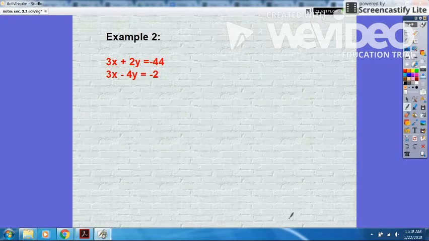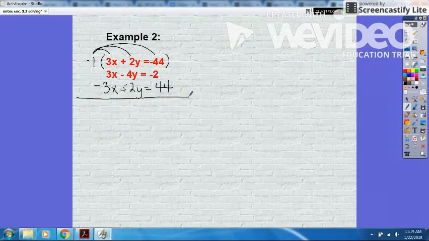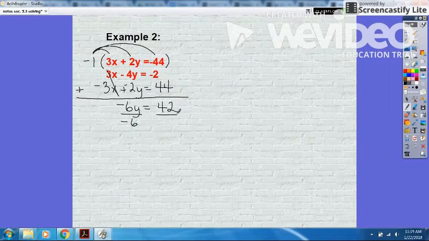I would pick the top. We're going to multiply everything by -1. So that gives me -3x plus -2y equals 44. Now I'm going to add my new equation to my other original equation, and you can see that the x's drop out, and I'm left with -6y equals 42. Now all I have to do is divide both sides by -6. So y is equal to -7.